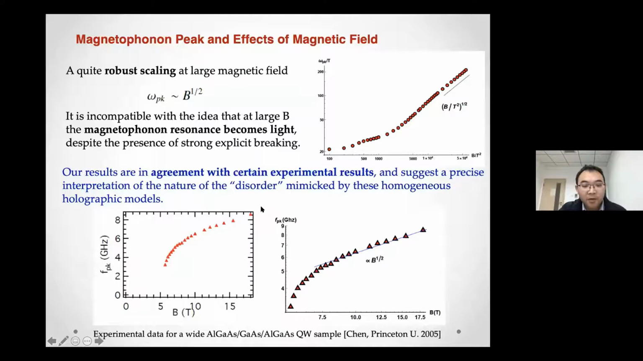So here is the real experimental observation. It also has this scaling at a large magnetic field. This is from this kind of material, from this paper. So our result suggests a precise interpretation of the nature of the disorder, given by these homogeneous holographic models.